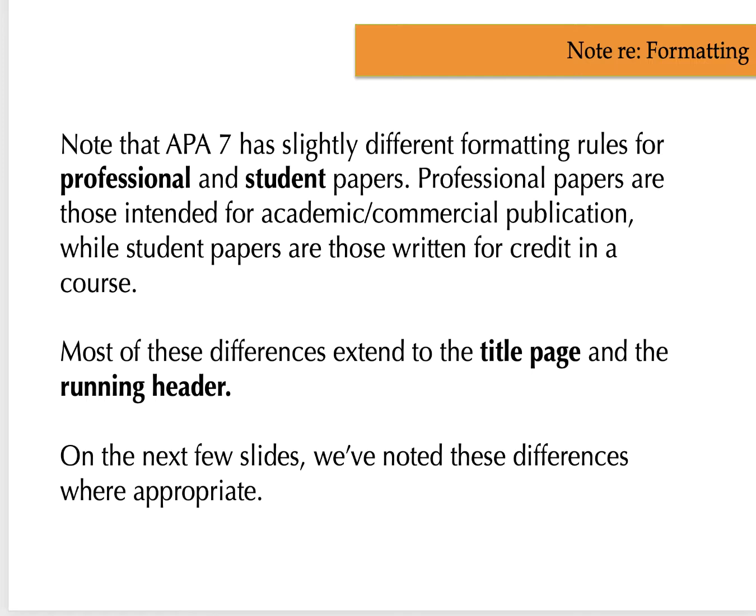Now, APA 7 distinguishes between professional and student papers in terms of paper formatting. We note that most of the differences extend only to the title page and the running header, and you can just see what it says here.